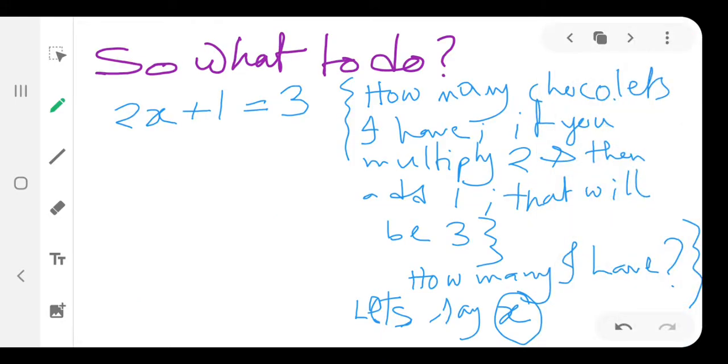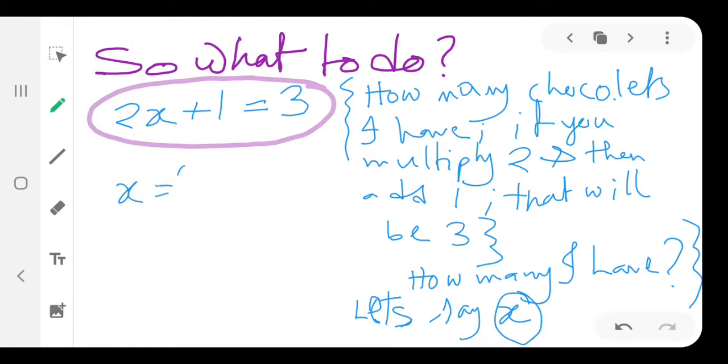Now see, whatever chocolates I have, if you multiply by 2 and then add 1, you will get 3. That will be equal to 3. Okay. So I told you this is a balancing machine. Whatever you do here, you have to do the same thing here. But the question is how to get the value of x.